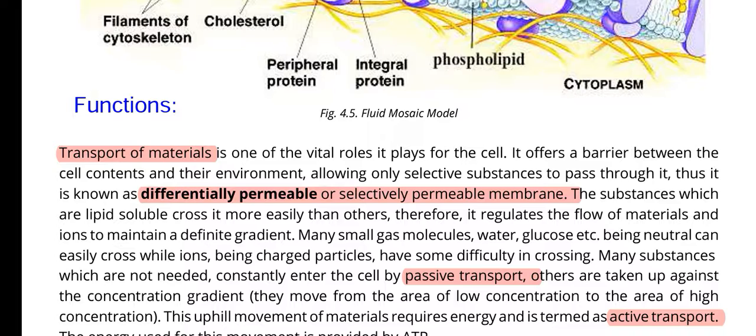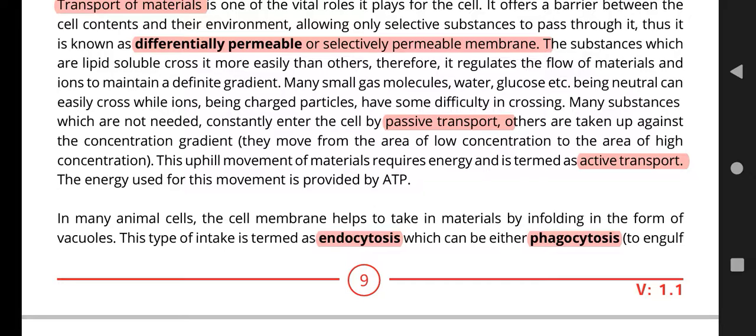For example, water molecules pass through special pores. These pores are called the aquaporins, and glucose is also moved by different types of pores. So if we have a gas molecule or lipid soluble substances, these pass through the plasma membrane. The substances can move by two processes, the passive transport and the active transport. Actually, what is meant by the passive transport and the active transport?